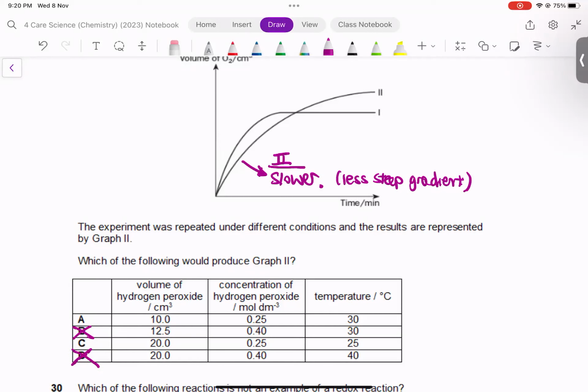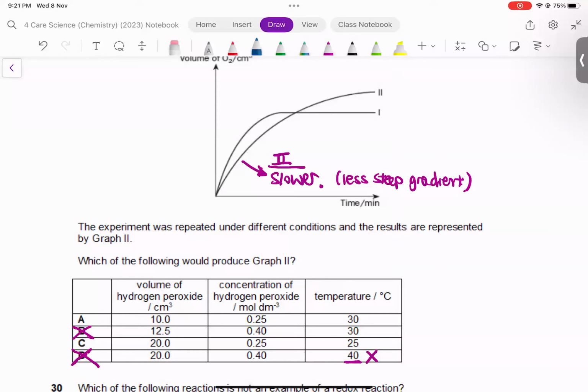D is definitely wrong as well, because the temperature is higher. If the temperature is higher, the reaction should be faster, not slower, right? So B, out. D, also out. So you are just left with A and C. So now, what do you analyze?